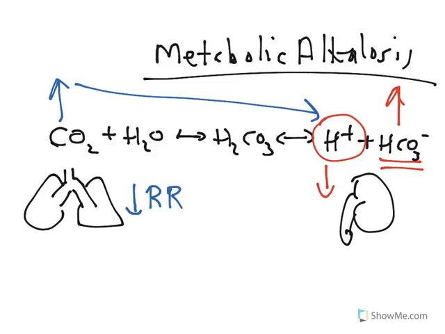Now, once we decrease the respiratory rate, remember we're going to decrease that pH level, moving it back toward acidic. So we're back closer to normal. We're moving back more acidic, getting it back, not towards acidosis.